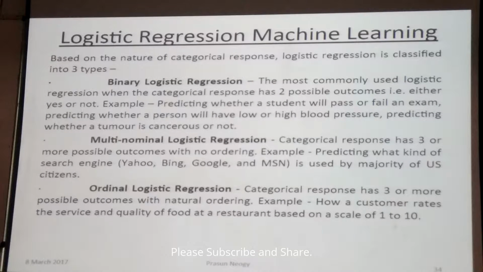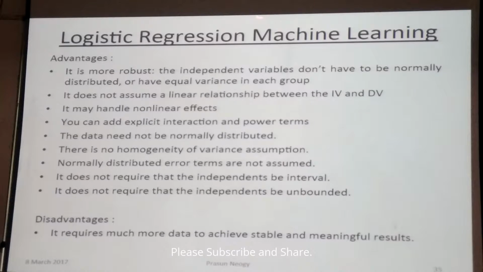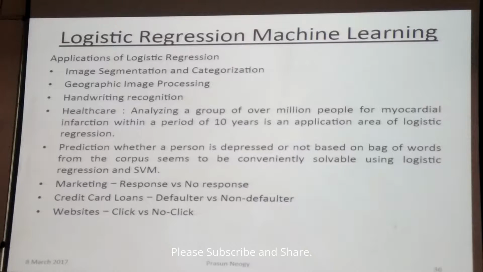There are some subcategories, I'm skipping them, but they are there. Advantages: it is more robust. It does not assume a linear relationship. It may handle non-linear effects, but it requires much more data to achieve a stable and meaningful result. We will see later why, and what the relation with data is.